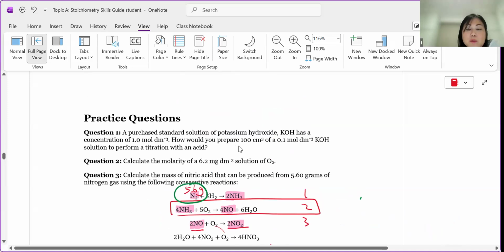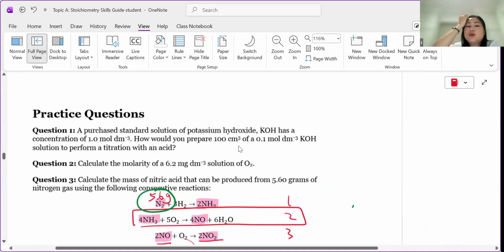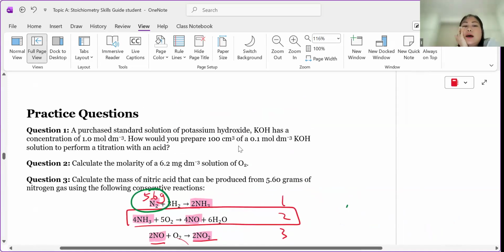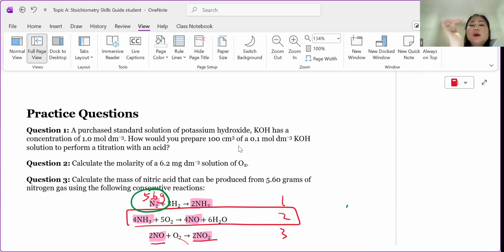Okay, question 1. Let's finish with question 1 and 2. Question 1: a purchased standard solution of KOH has a concentration of this much. How would you prepare this? To prepare 100 cm³ of the diluted one, if this is C1, we need V1, and this is V2 and this is C2.